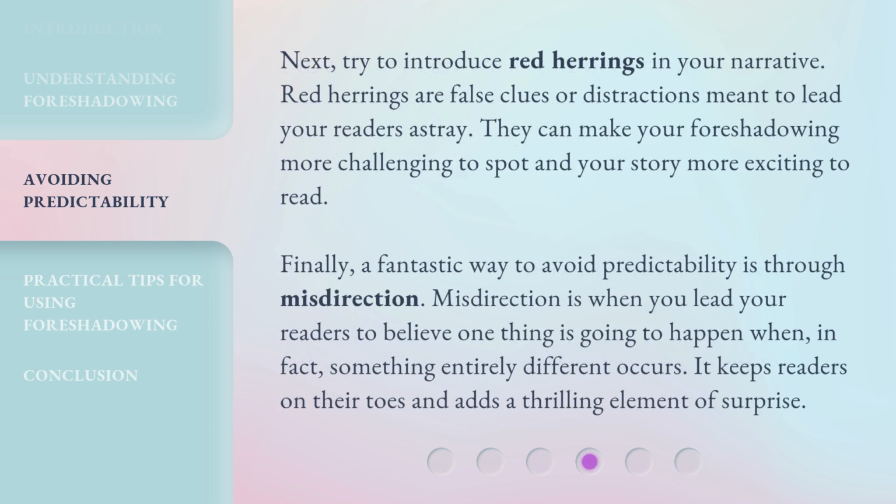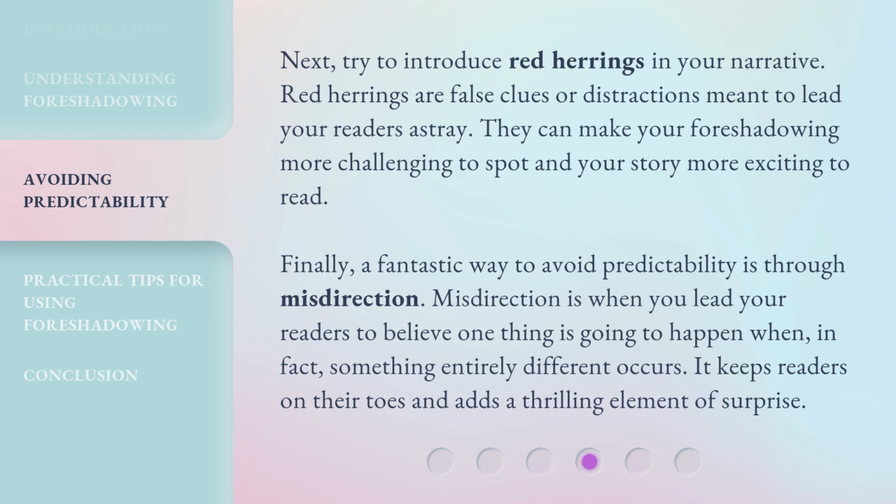Next, try to introduce red herrings in your narrative. Red herrings are false clues or distractions meant to lead your readers astray. They can make your foreshadowing more challenging to spot and your story more exciting to read.